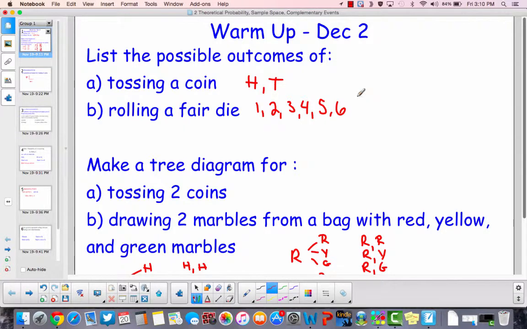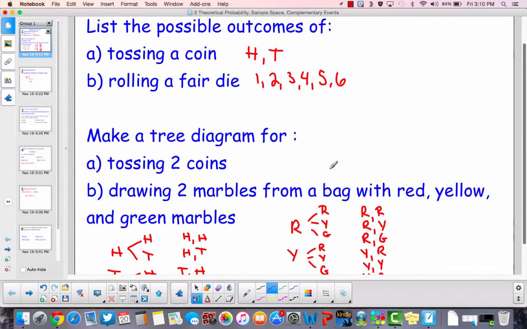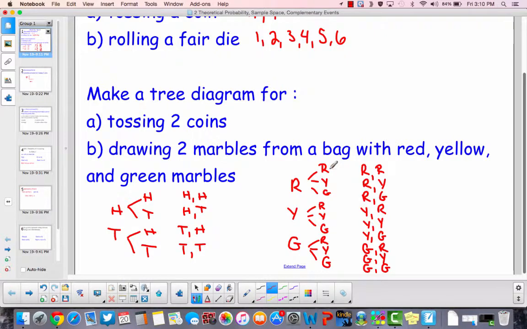Remember, tree diagrams, we start with branches. We start with our options and then we make our choices for each one. So for tossing 2 coins, we can either get a heads or a tails. Then for the second coin, we can have a heads or a tails. Or second coin here, we can have a heads or a tails. So we could have a heads and heads. We could have heads, tails, tails, heads, or tails, tails. This is what's called our sample space.